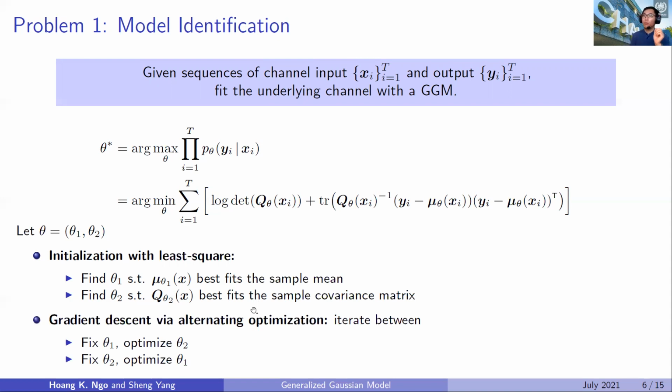In the second step, we refine these estimates using gradient descent via alternating optimization. So we iterate between fixing theta 1 and optimizing theta 2, and fixing theta 2 and optimizing theta 1. So this model identification is a generalization of the channel estimation step. But here we estimate the channel model, and this estimate can be refined as the communication goes on.